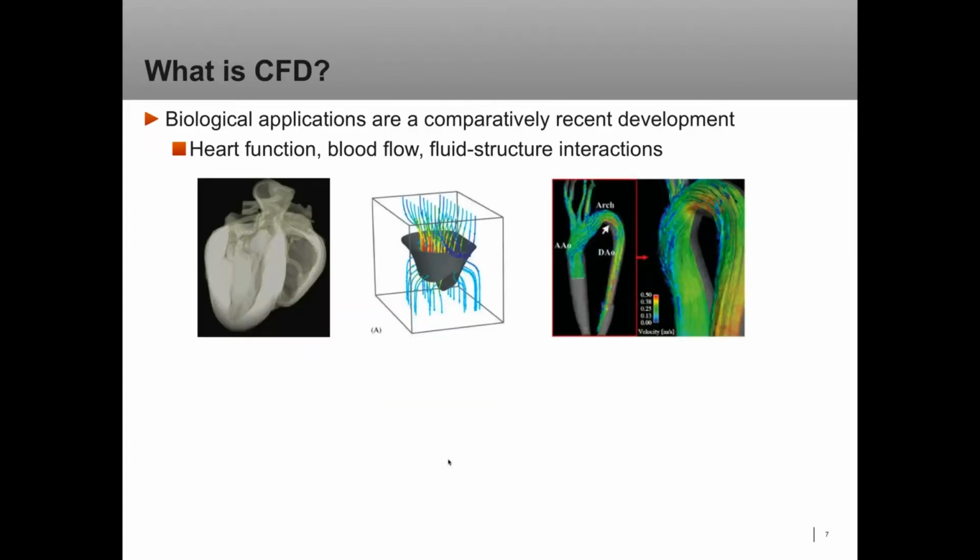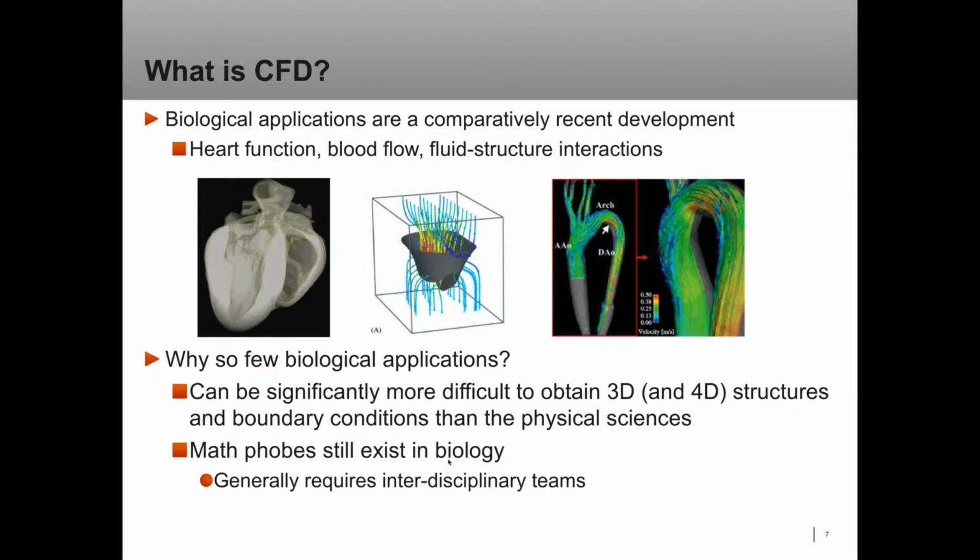In biology, though, the applications have lagged behind, but recent developments working with the heart, blood flow, and fluid structure interactions have started to invoke the use of these tools, mostly available in engineering and mathematical sciences. So, in essence, why so few biological applications? Well, first, it's significantly difficult to attain 3D and ultimately 4-dimensional structures, where the 3D structures are now moving or changing over time, and then it is to do with a physical sciences field. And unfortunately, I hate to say it, but math phobes still exist in biology. So to do this generally requires interdisciplinary teams between the biologist and the physical scientists to develop these models.